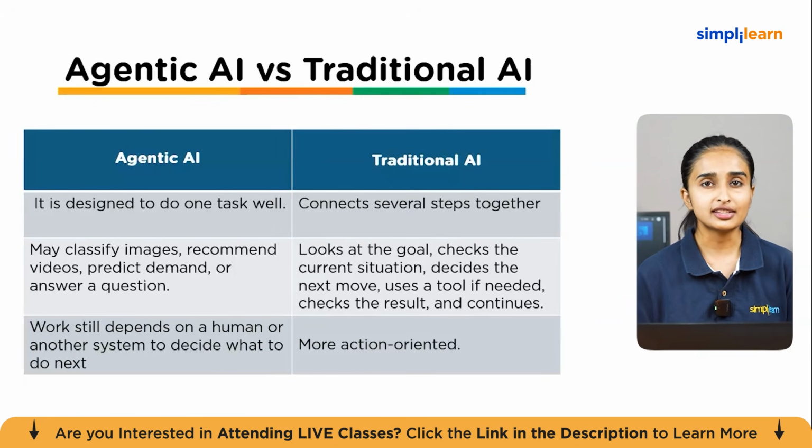But agentic AI is different because it connects several steps together. It looks at the goal, checks the current situation, and then decides the next move. It also uses a tool if needed, checks the result, and then it continues. So the key difference is not that it's magically smarter, the key difference is that it's more action-oriented.